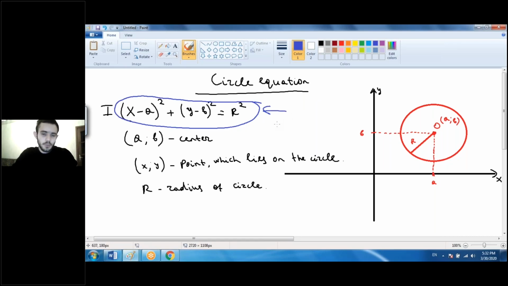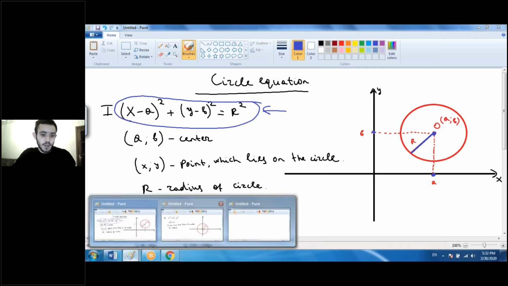This is the common form of the circle equation, where a and b are the coordinates of the center of the circle, x and y are the coordinates of a point which lies on the circle, and r is the radius of that circle. As you can see here in the graph, a is the x-coordinate and b is the y-coordinate of the center of the circle. If we connect them, we will get the point O, and segment R is the radius itself.